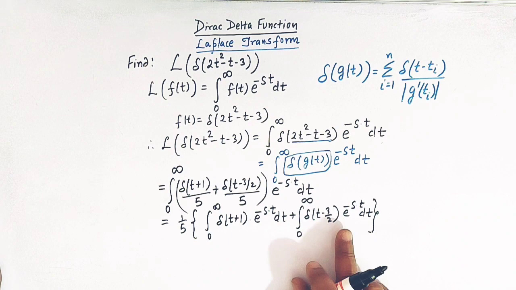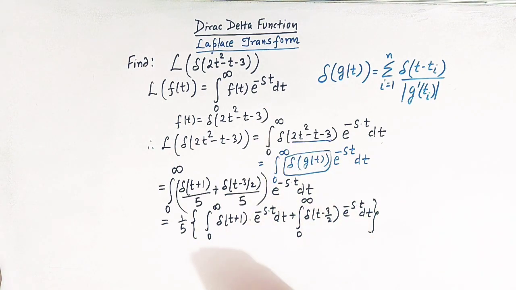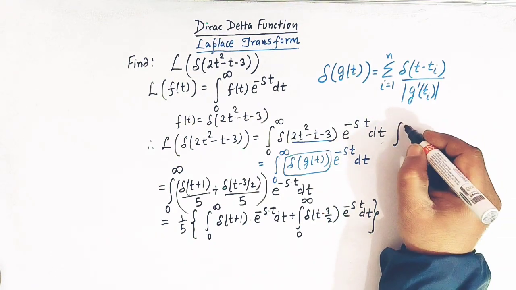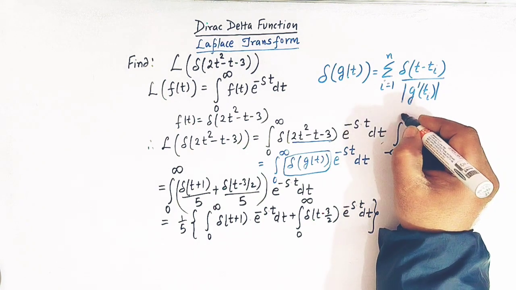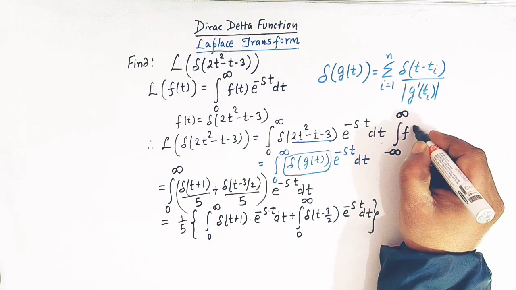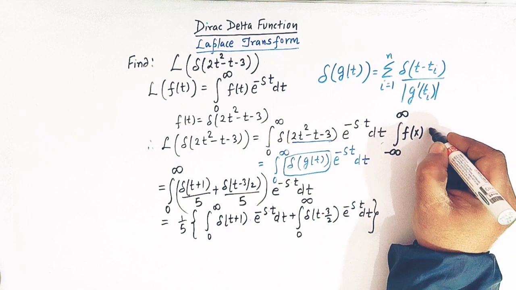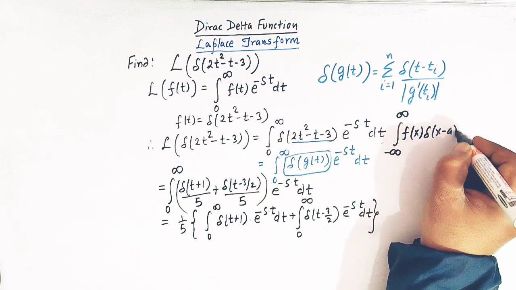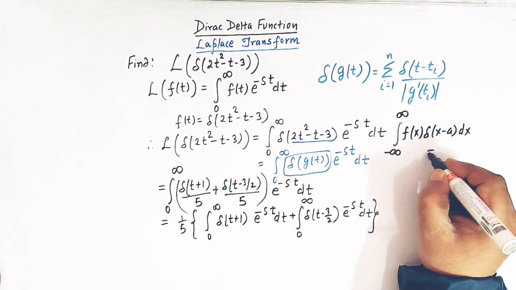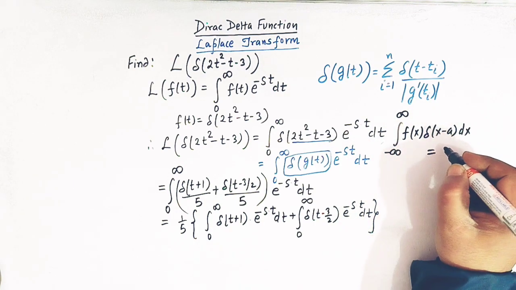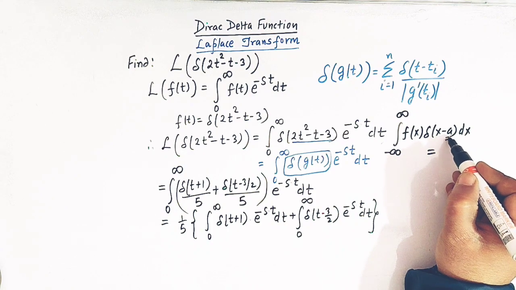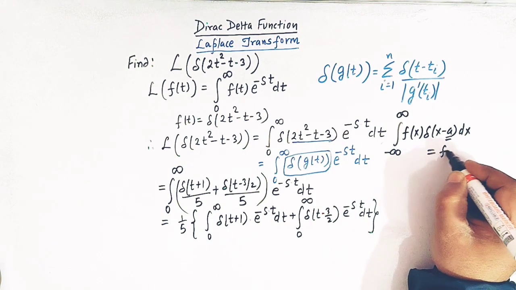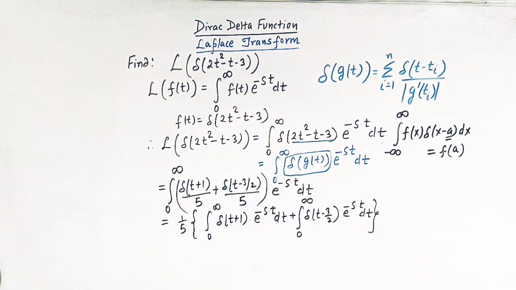So now to evaluate these two integrals, we can make use of the definition of Dirac delta function, which says that if we have the integral from minus infinity to infinity of a function f of x times delta of x minus a dx, then the value of this integral is equal to the value of this function at x equal to a. So we have here f of a.